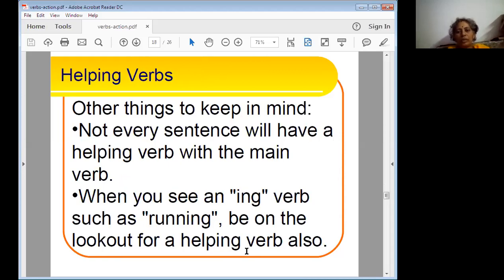Other things to keep in mind: not every sentence will have a helping verb with the main verb. When you see an -ing form of the verb such as running, playing, be on the lookout for a helping verb also.